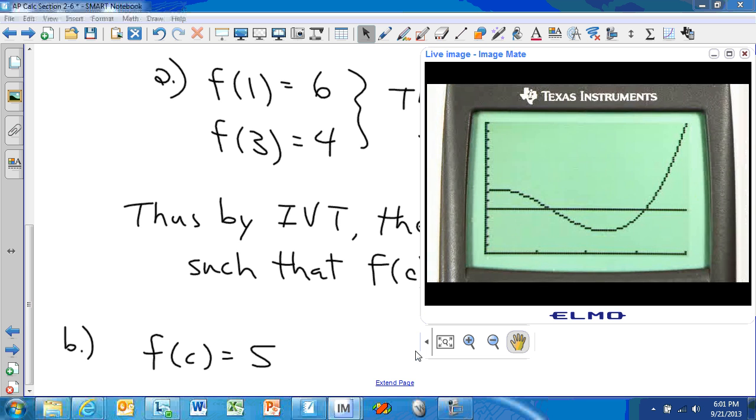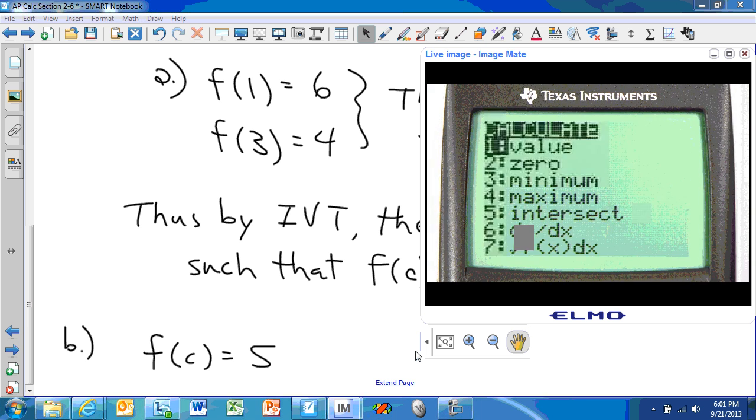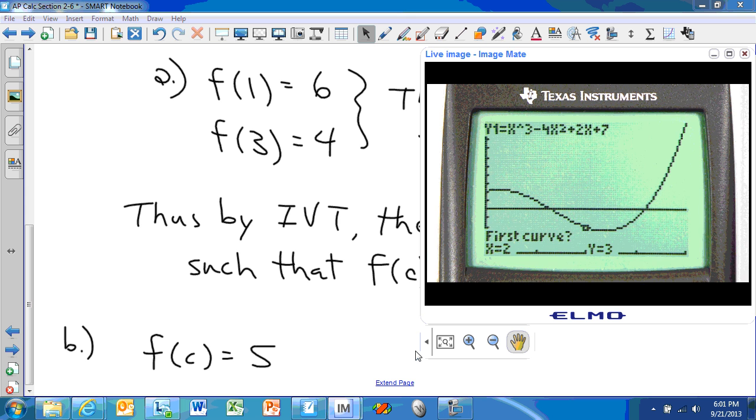So we'll calculate the intersection. Go to Second, Calc, Second, and then your Trace button. We want to find the intersection. You pick your two curves. Just press enter on those. The guess, it's asking you for approximately where the intersection occurs at.